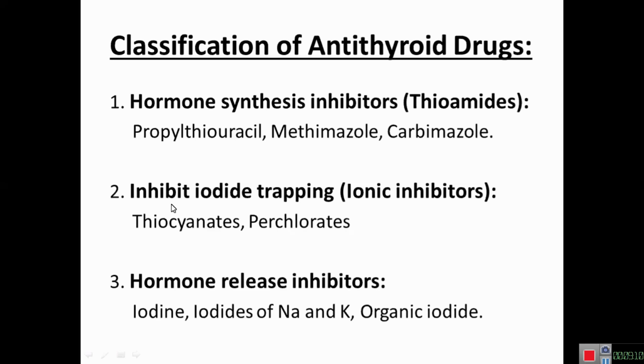Now the iodide trapping inhibitors, or ionic inhibitors, these thiocyanates and perchlorates, are simple. We know the mechanism of action of this group of drugs. Look at the naming. By the naming, iodide trapping means this group of drugs will inhibit the sodium iodide symporter, leading to decreased influx of iodide into the follicular cells, and alters thyroid hormone synthesis.